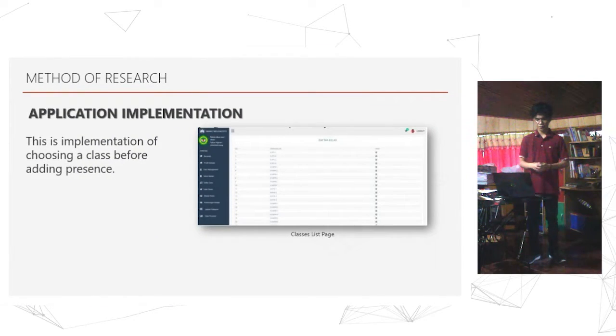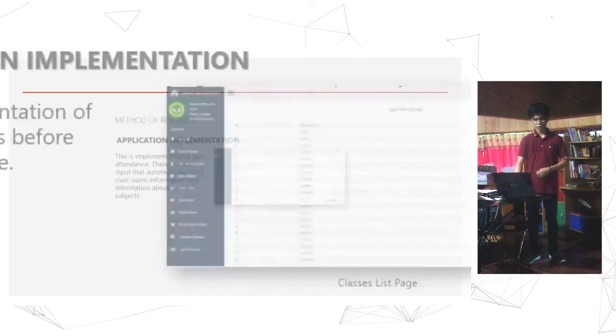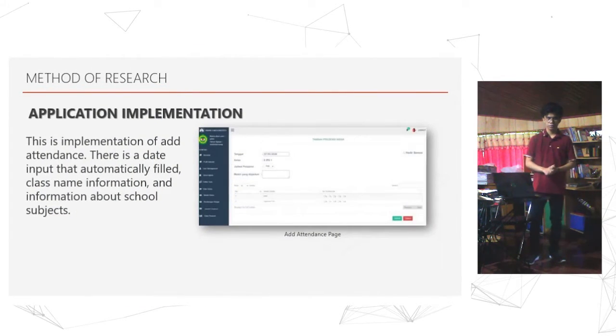This is the classes list page. This page is for choosing a class before adding a presence. Next, this is the add attendance page. There is a date, and it automatically fills the class information and the subjects.